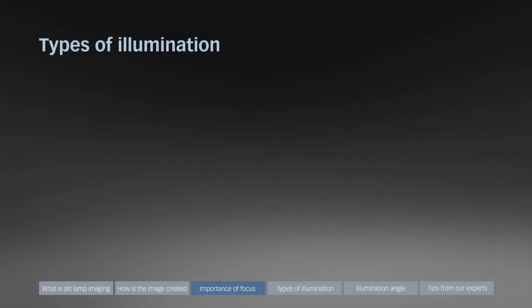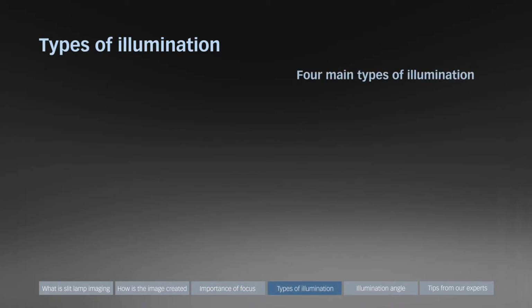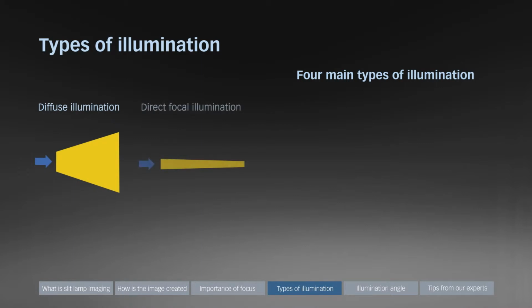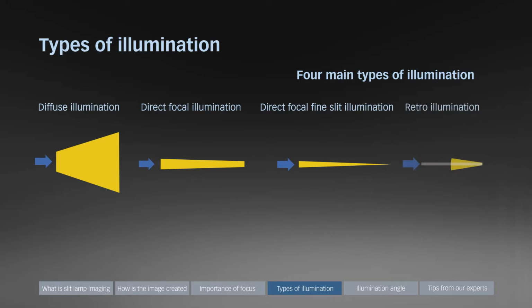This section gives an overview of four main types of illumination. Diffuse illumination, direct focal illumination, direct focal fine slit illumination, and retro illumination.